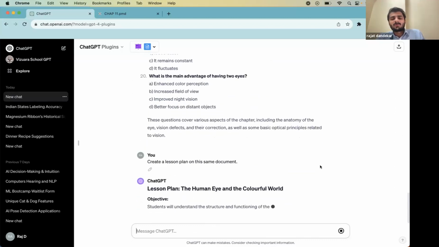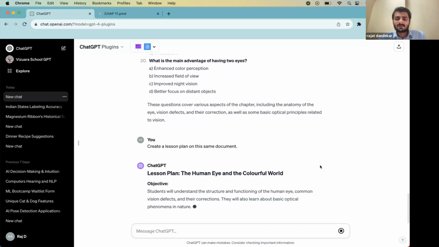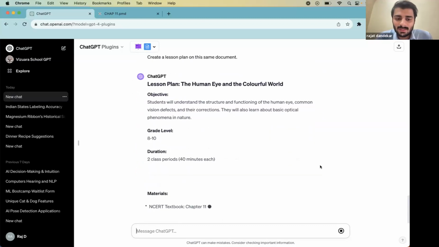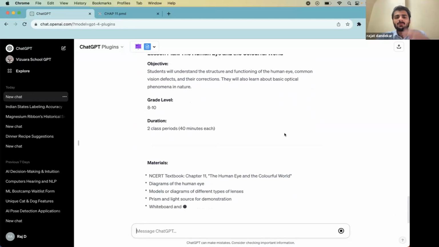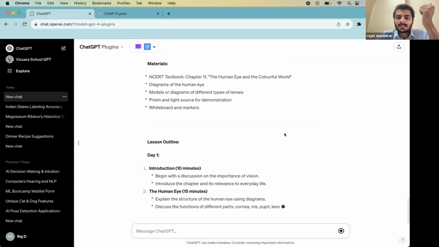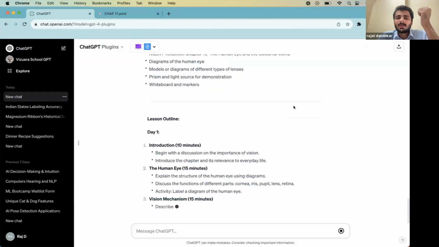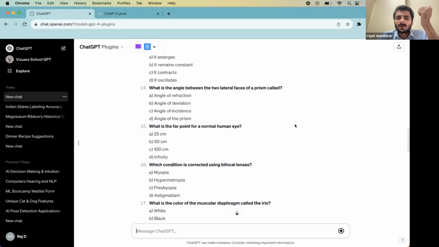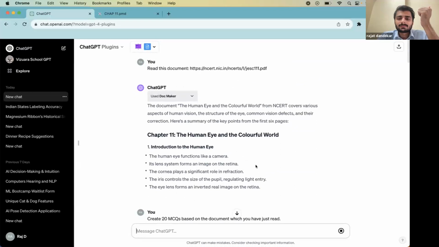So ChatGPT actually goes ahead and creates a lesson plan which is perfectly aligned with this document itself. So there are two things that I want to demonstrate using this. First is what are plugins and how ChatGPT 4 has some very useful plugins which you can use. And Doc Maker is definitely one of them.